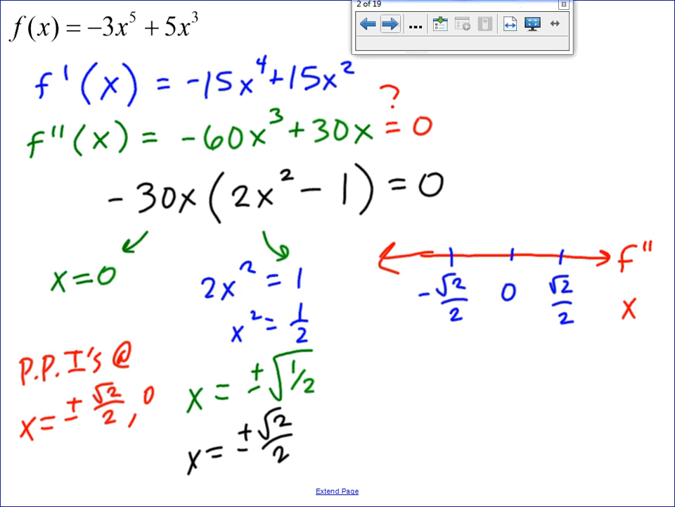And so if we want to the left of negative root 2 over 2 to perform a sign test, let's choose something that makes it easy to do, right? This is about negative 0.7. So how about negative 1? Let's do negative 1. So we'll go into f double prime fully factored form. Negative 1 in for x makes negative times negative is positive. Negative 1 in here makes this a positive 1. 2 minus 1 is still positive. So I've got negative times positive. Even number of negatives overall is positive. Is that what you guys got?